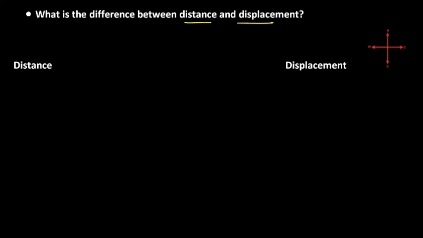The reason it's important to understand is that these two words come up all the time in the study of kinematics, in physics and physical science. Distance and displacement. So in order to understand this, let's just take a look at some examples. Let's first of all take a look at some examples of distance.